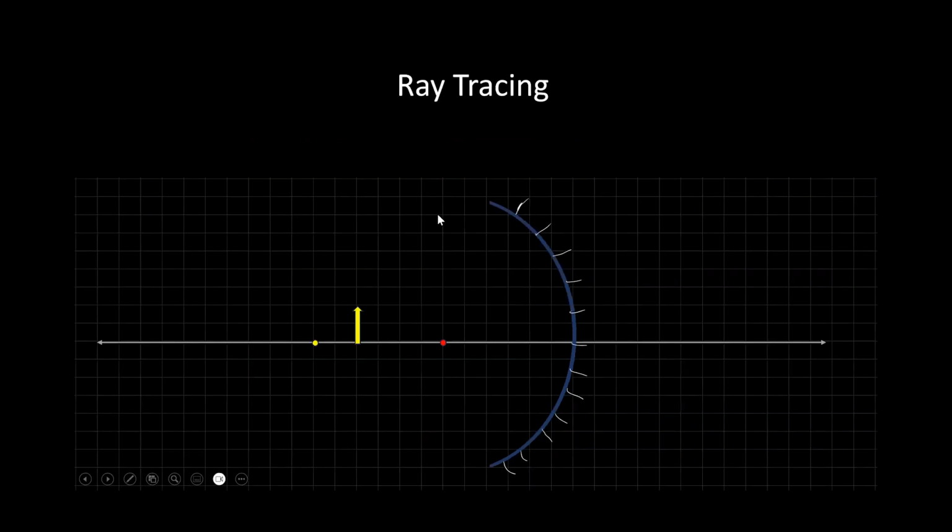All right, so let's look at ray tracing. Ray tracing is very important. So here we have the focal length at 1, 2, 3, 4, 5. So F is at 18 centimeters or units. The object, I put it at 30. H sub O is 2 centimeters. And the radius obviously is twice that, so it's 36 centimeters. So now let's do the principal rays for a mirror, slightly different than a lens. So let's begin.